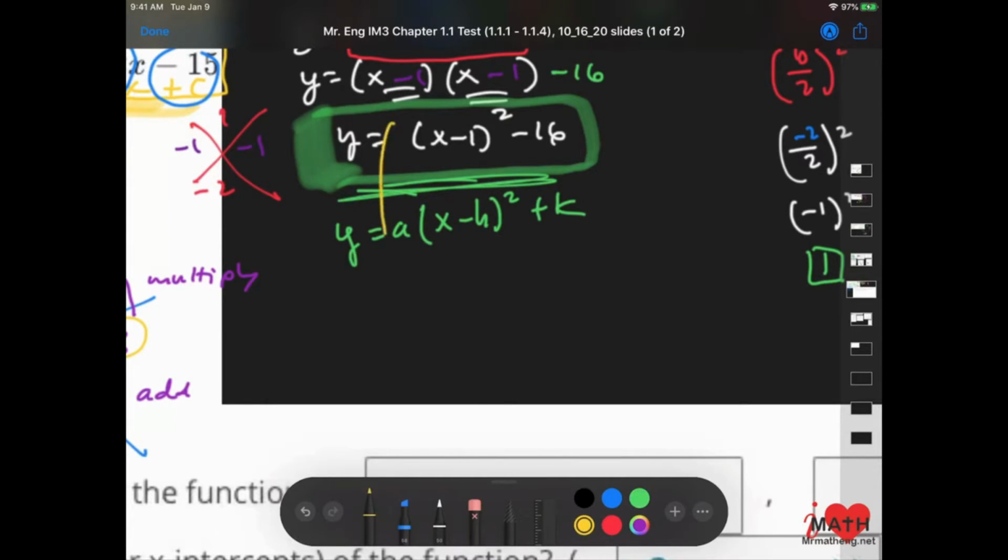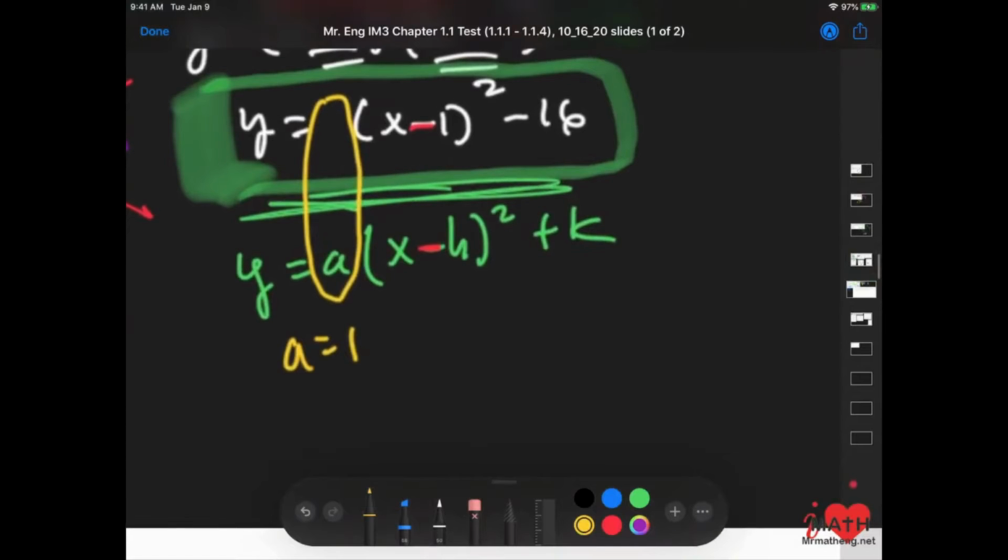So, A is 1. Okay, let me do it again. There has to be this minus sign. So, try to painfully look down and circle the minus sign. See that? H is positive 1. Some students think of it as the opposite. K is -16.